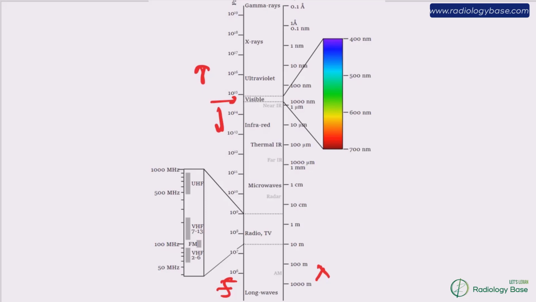So if one is going to increase, the other is going to decrease. As we increase the frequency, the energy of the photons is going to increase, and now we can see that after visible light we have some ultraviolet spectrum, and then we have the X-rays and the gamma rays. These two parts are the most important to us in imaging, and these are the ionizing radiation as well. The ionizing radiation is the X-rays and gamma rays, which have photon energy sufficient to ionize atoms.